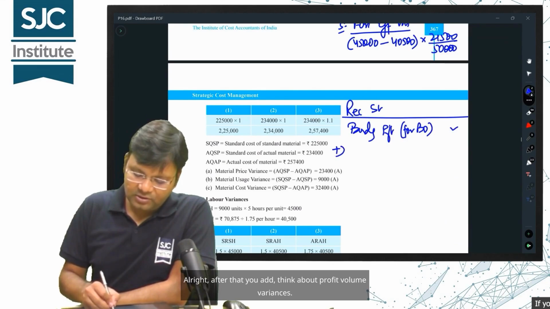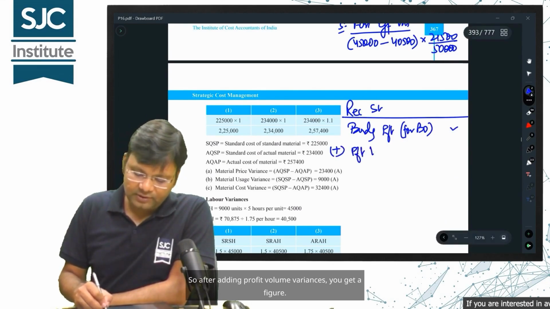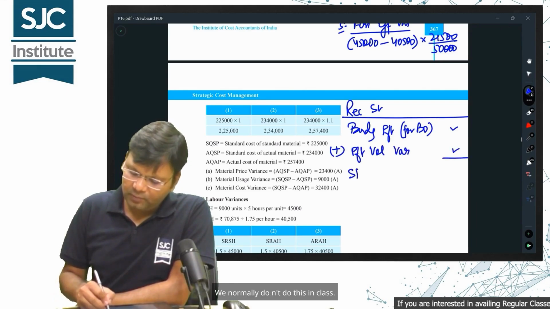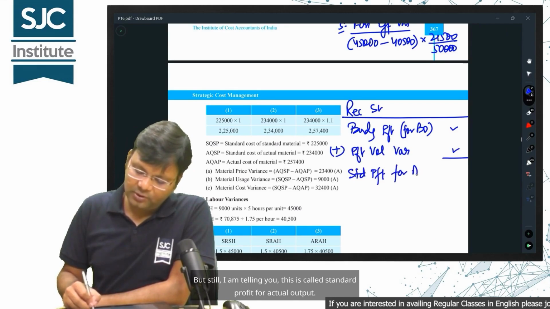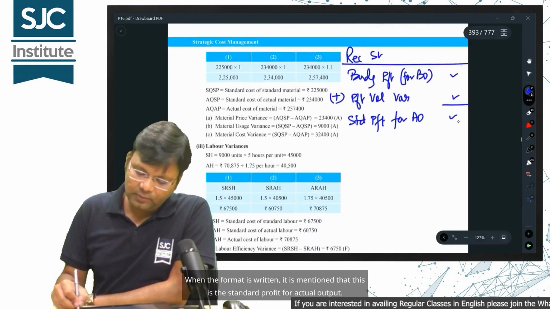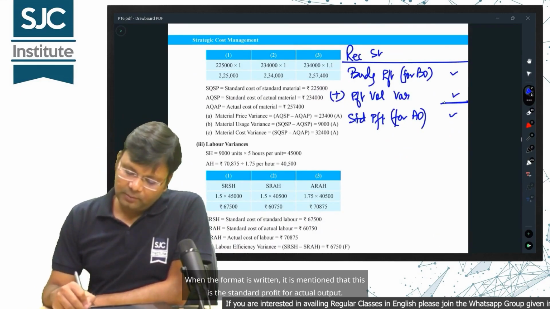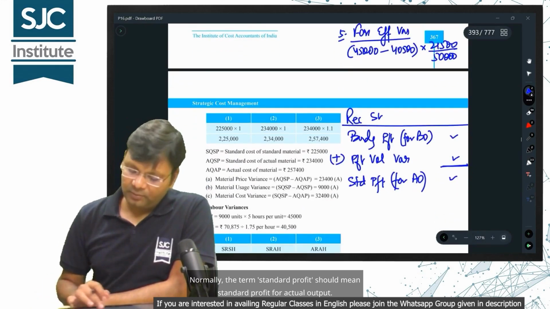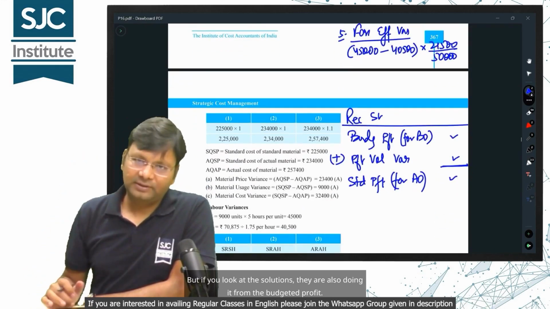Alright, after that you add the profit volume variances. So after adding profit volume variances, you get a figure. We normally don't do this in class. But still, I am telling you, this is called standard profit for actual output. When the format is written, it is mentioned that this is the standard profit for actual output. Normally, the term standard profit should mean standard profit for actual output. But if you look at the solutions, they are also doing it from the budgeted profit.